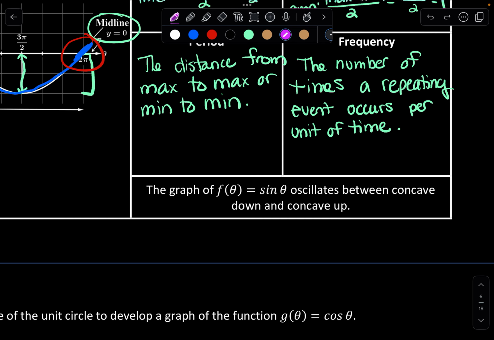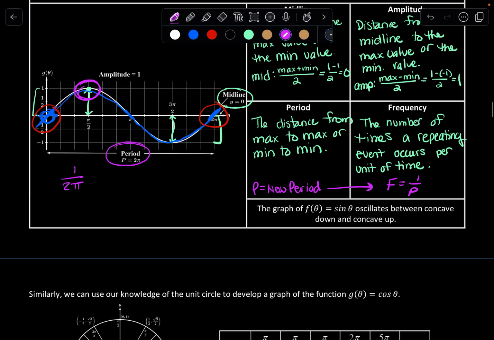Another way to look at it is if you have your period represented as p, your frequency will be equal to 1 over p. So it's just the reciprocal. So if you say that p is equal to your new period. But in this case, we're just looking at 2 pi. So the frequency for this graph would be 1 over 2 pi. Okay, we'll talk about A, B, C, and D a little bit later.